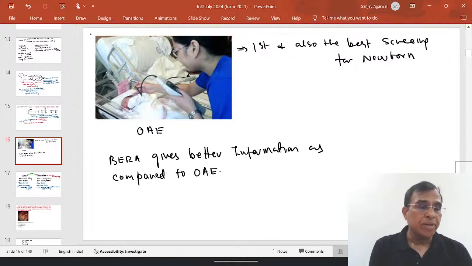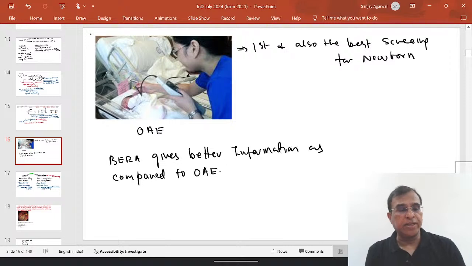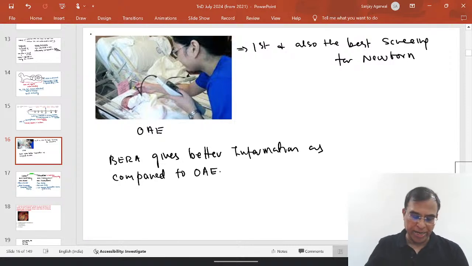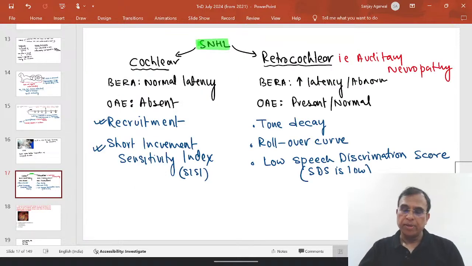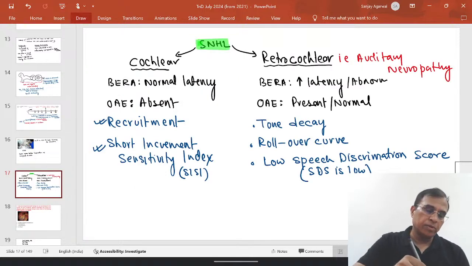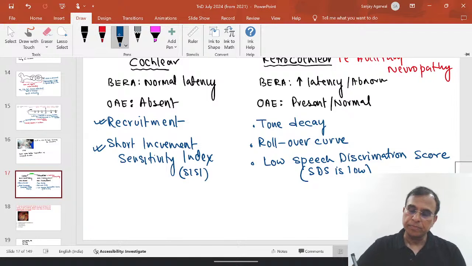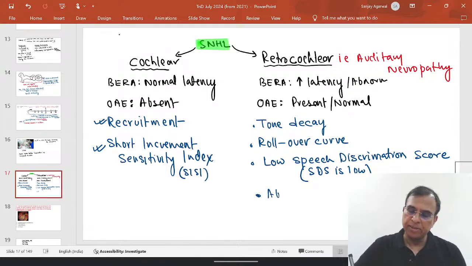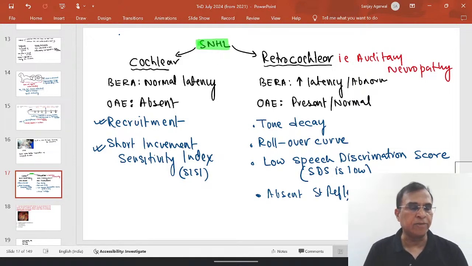Okay, and stapedial reflex is also absent in a retrocochlear disease. Sukuna says that is true. Stapedial reflex is also absent in a retrocochlear disease. Correct. So you can add here absent stapedial reflex. You can add that. So that's a correct statement.